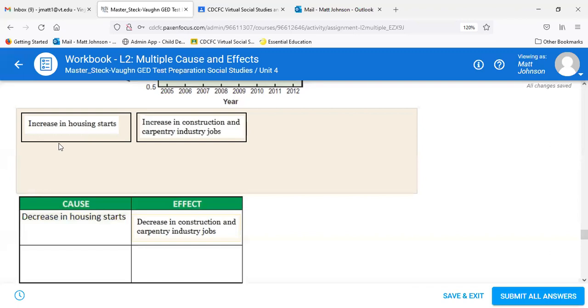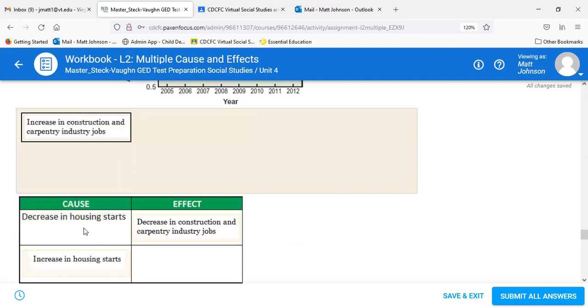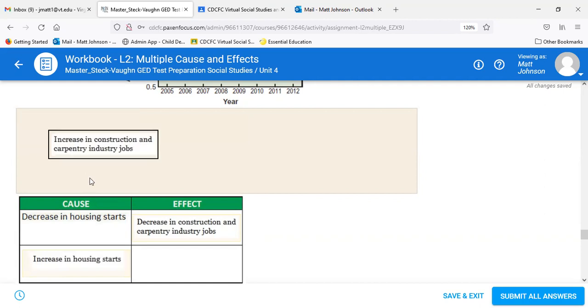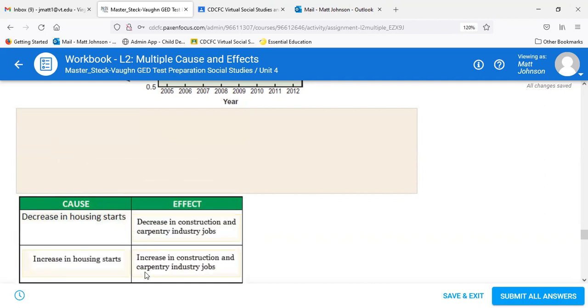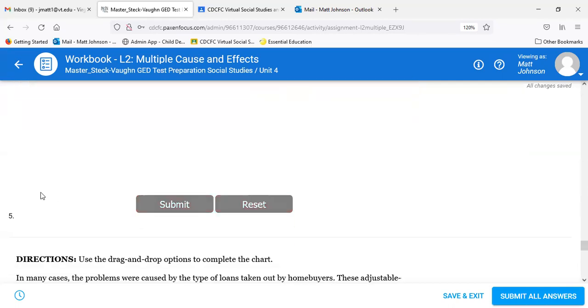So a cause then is what? Increase in housing starts. Yeah. And then of course that leads to an increase in construction and carpentry. So those are all related, right? Decrease in housing, less construction. Increase in housing, more construction, more jobs. So we'll submit that there.